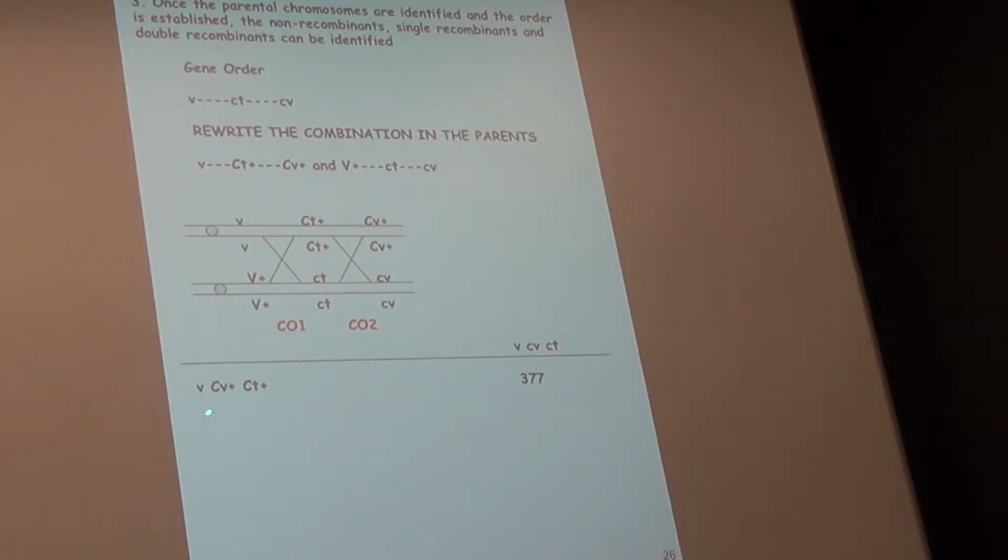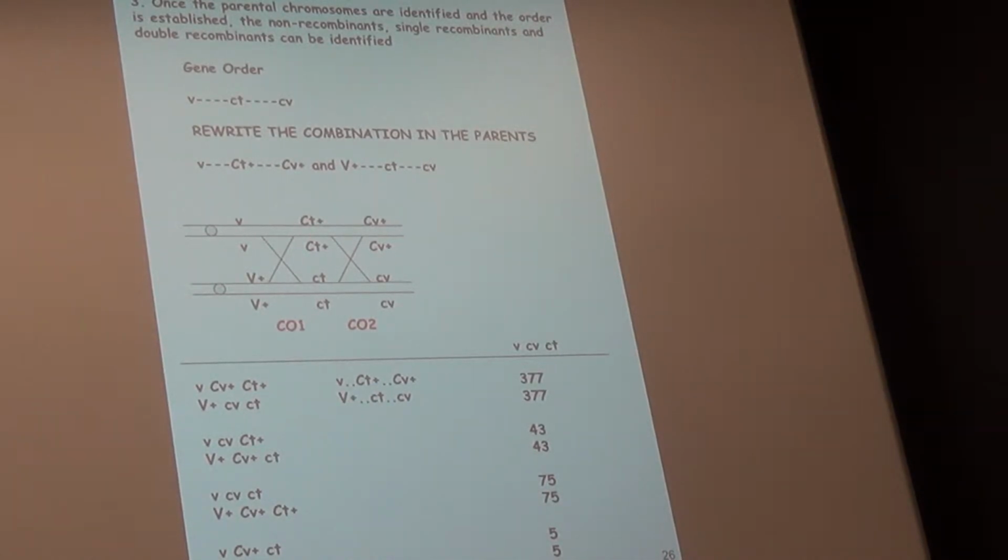So B, CV plus, CT plus is basically B followed by CT plus followed by CV plus, and that's 377 progeny. And then the reciprocal, B plus, CT, CV. This class here, B, CV, CT plus, is actually along the chromosome B dot dot dot CT plus dot dot dot CV. This is now the order of the 3 genes on the chromosome. And so on for all of them.